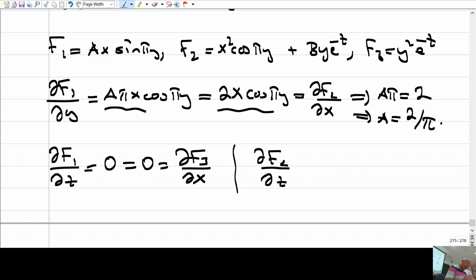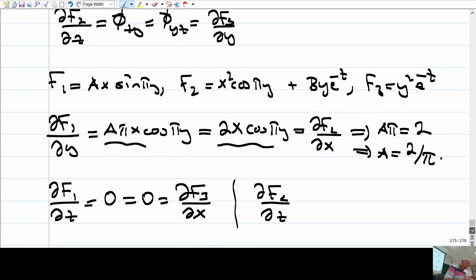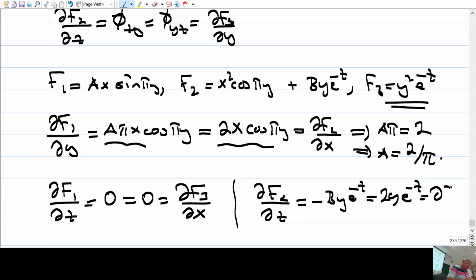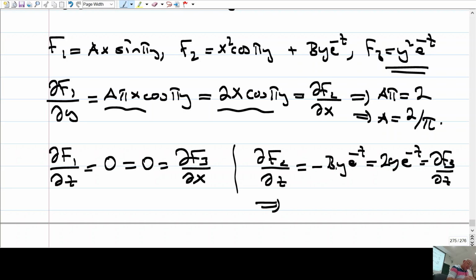del f2 del z. So this is minus b y e to the power minus z, and this should be the y derivative of f3. Well, the y derivative of this is 2y e to the power minus z. From this we get minus b is equal to 2. Therefore, b is minus 2.